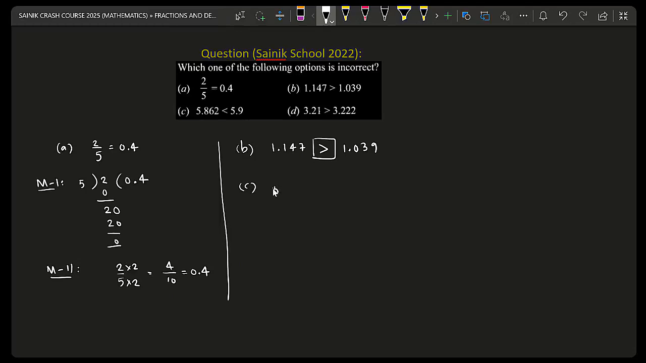Let's write 5.862. I want to compare with 5.9. What is the whole part in the first decimal? Sir, 5. What is the whole part in the second decimal? 5. They are equal, so we cannot do the comparison. We go to the tens place, 8 and 9. Which is greater? Sir, 9. That means 8 is smaller, right? Yes. So can I write less than?